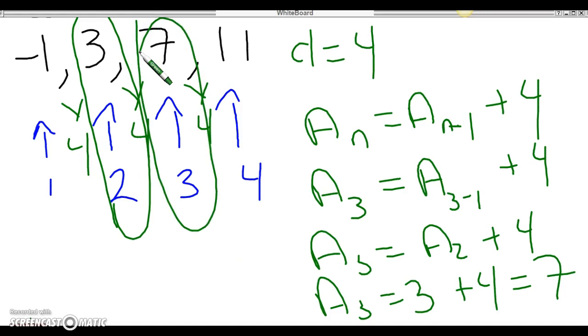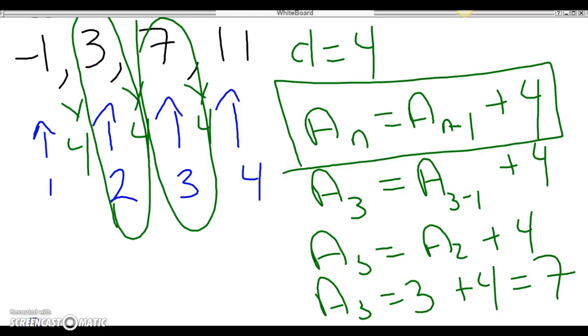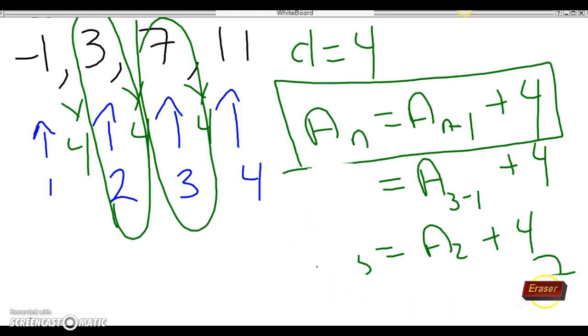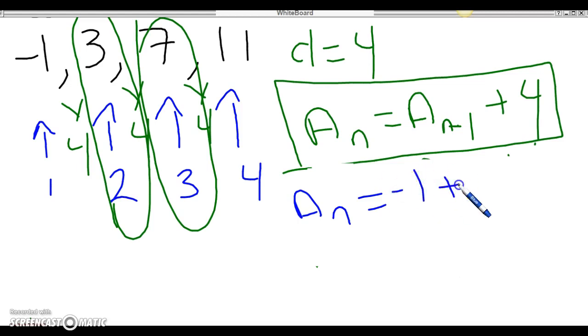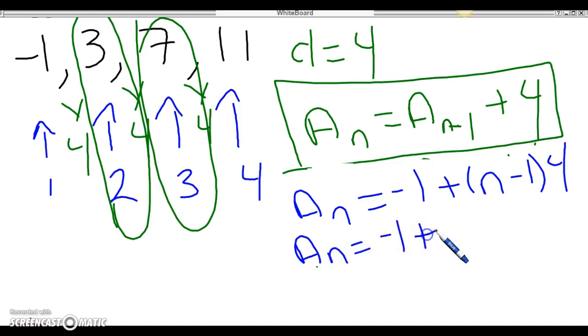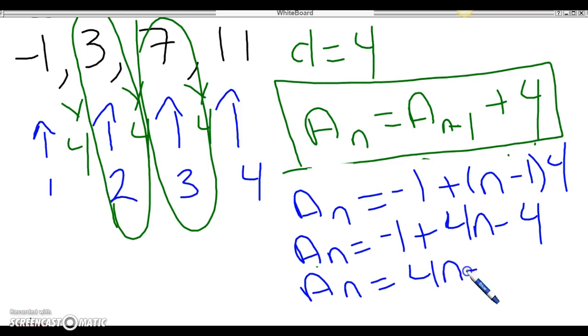So let's leave this here. This is my recursive formula. Now let's look at my explicit formula. That's going to give me a sub n equals, I need my a sub 1, or my first term, which is negative 1, plus n minus 1 times 4. So I'm going to evaluate. I have a sub n equals negative 1 plus 4n minus 4. I'm going to combine my like terms. So I get a sub n equals 4n minus 5.